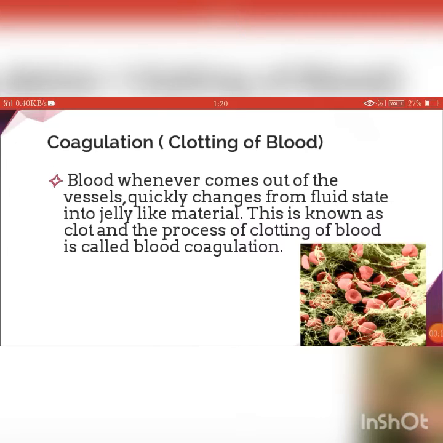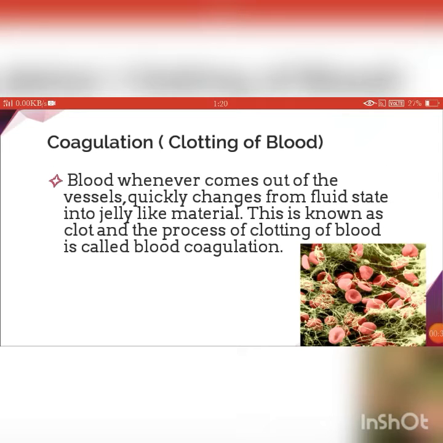In our previous video we had discussed about blood vessels and the human heart. So here we are starting with blood coagulation. Whenever there is any injury in our body leading to loss of blood, we observe that after 3 to 5 minutes the blood flow stops. This is due to blood clotting at the ruptured site. This process of clotting of blood is called coagulation.